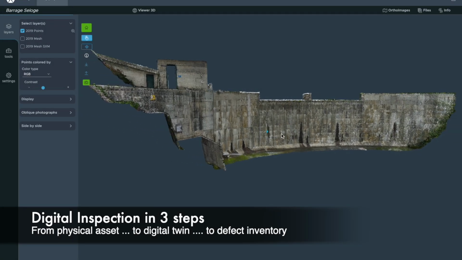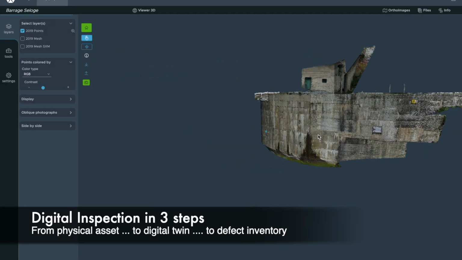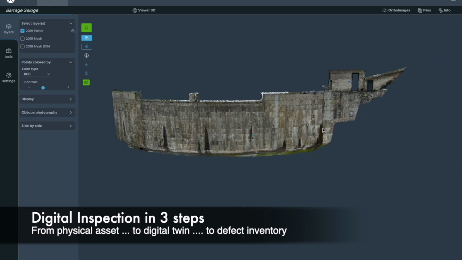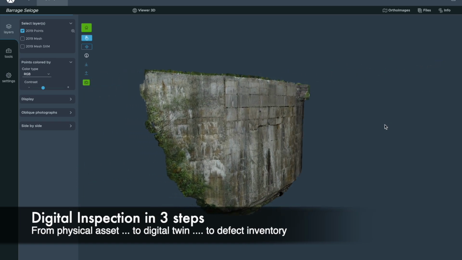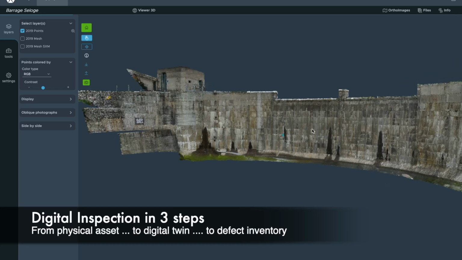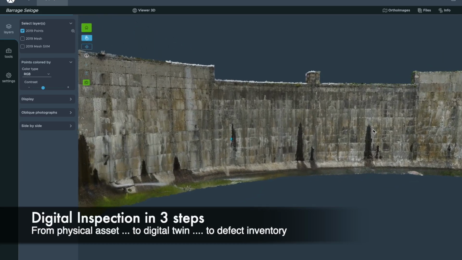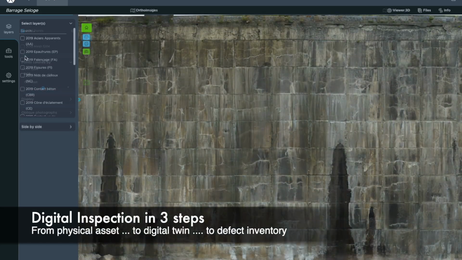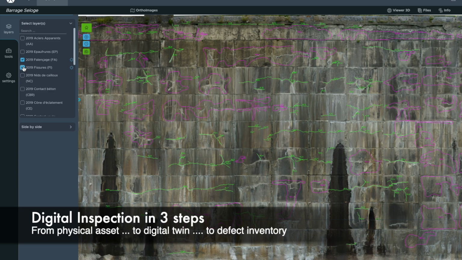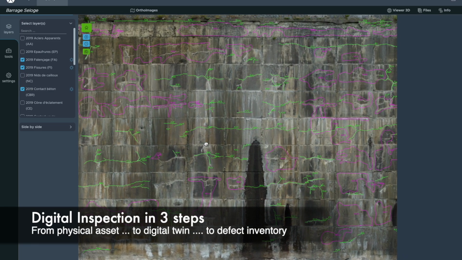Finally, all findings are compiled into a comprehensive report. This report combines the visual data, mapped defects, and detailed annotations, delivering a clear and actionable overview of the dam's condition. It supports decision-making by engineers and asset managers, enabling targeted maintenance and timely interventions.